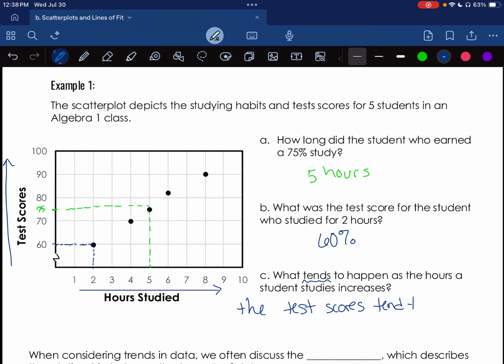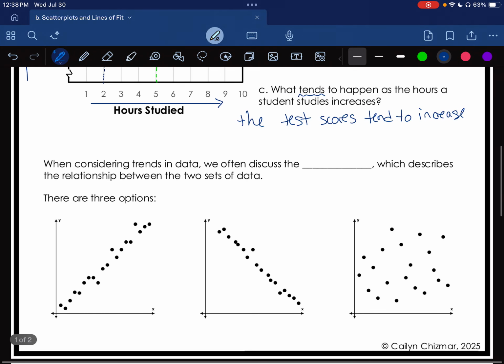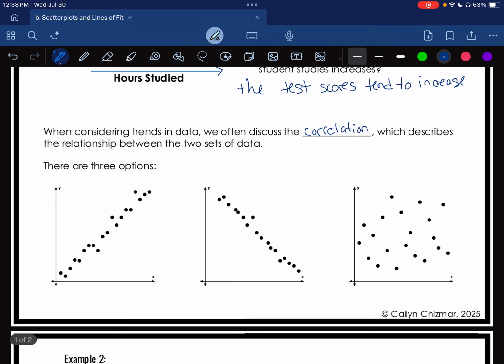Alrighty. When considering trends in data, we often discuss what's called the correlation, which tells us the relationship between the sets of data. So there are 3 options here. The first one is a positive correlation. And what that means is as x increases, y also increases, kind of like a positive slope.